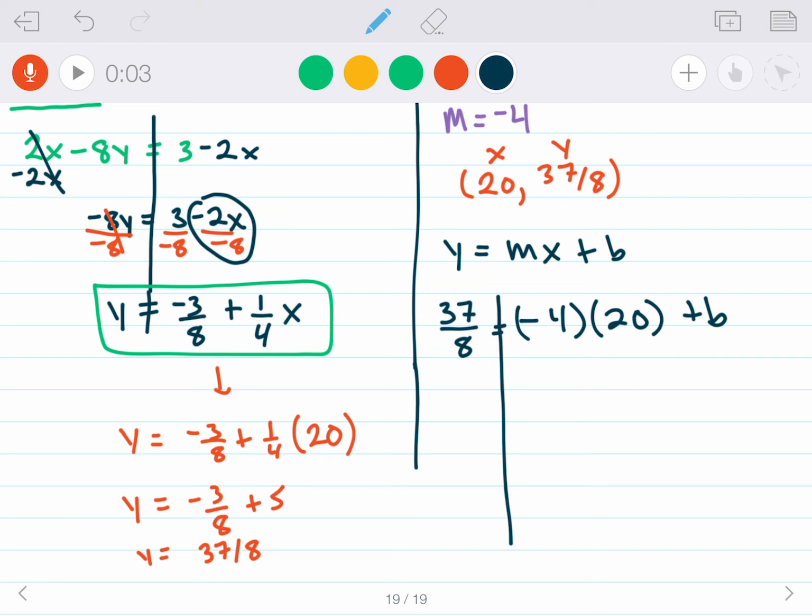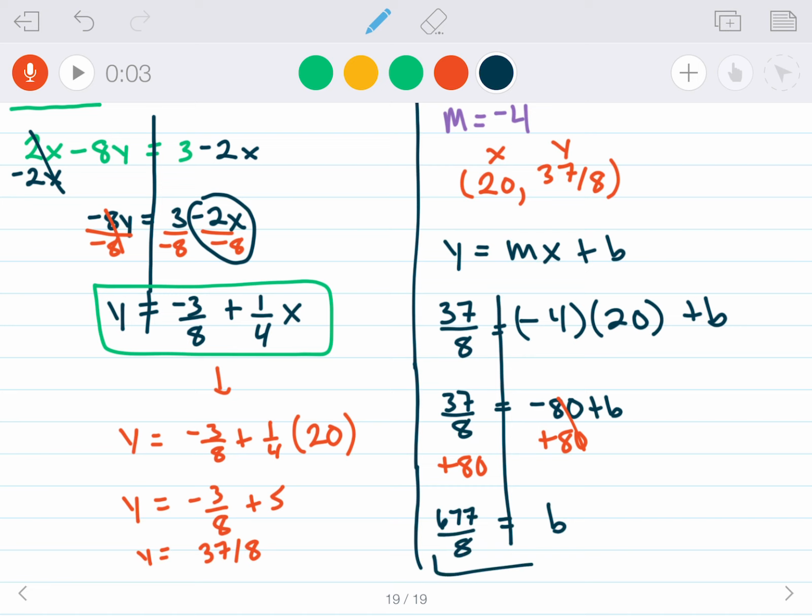So negative 20 times 4 is negative 80. So we have negative 80 plus b is equal to 37 over 8. And let's go ahead and add 80 to both sides. And I'm just going to put this in the calculator. 37 over 8 plus 80. I'm getting 677 over 8. Not a beautiful number. Well, maybe it is, but anyway, that's our b value.